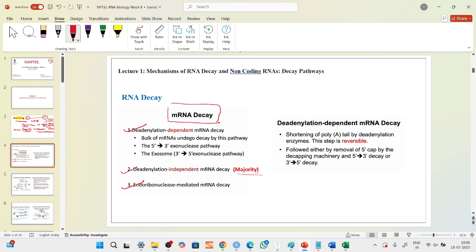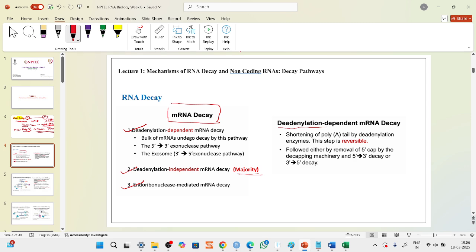Now let us try to understand the meaning of this. First we'll talk about deadenylation dependent. What is the meaning of the term deadenylation? D means something is getting removed.